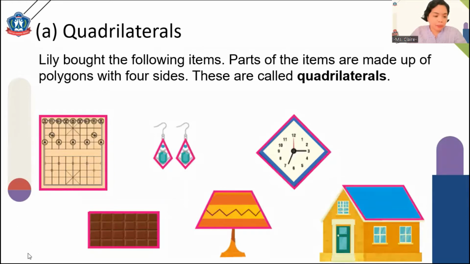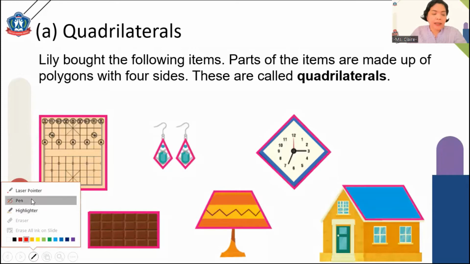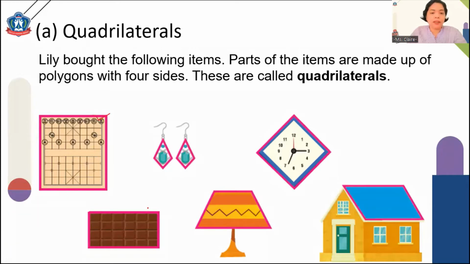Look at the first picture. This is a square. How about this one? A rectangle. This one is a trapezium. How about this? This is a rhombus. How about the roof of this house? Yes, this is a parallelogram. And this one is a kite. Now let's discuss one by one.